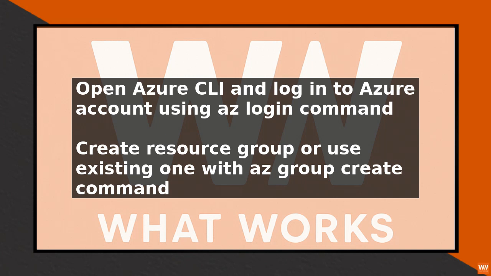A resource group is a container that holds related resources for an application. To create a new resource group, use the command az group create, specifying the name and location of the group. Next, create a virtual network or use an existing one. A virtual network is a logical isolation of the Azure cloud dedicated to your subscription.